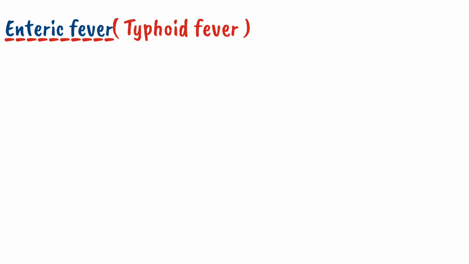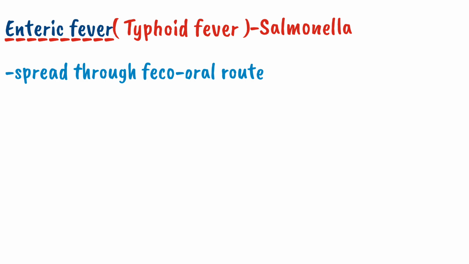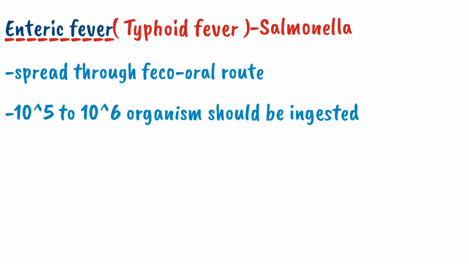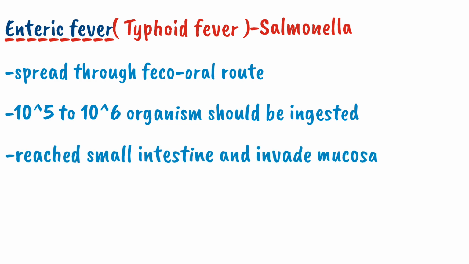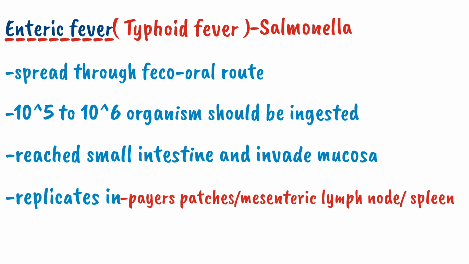The causative organism of typhoid fever, Salmonella, is spread through the fecal-oral route. Normally about 10 to the power 5 to 10 to the power 6 organisms are required to cause clinical features of typhoid fever. When we ingest this amount of organism, it reaches the small intestine and invades the mucosal barrier of the small intestine, and it replicates in the Peyer's patches, mesenteric lymph nodes and spleen, leading to hypertrophy and hyperplasia of the Peyer's patches, splenomegaly and enlarged mesenteric lymph nodes.